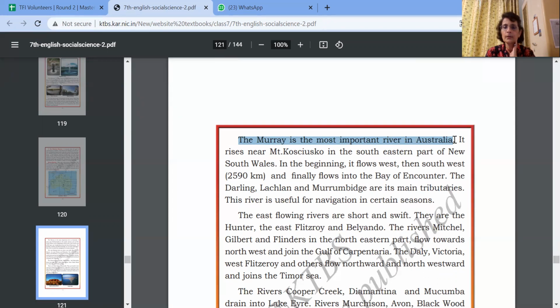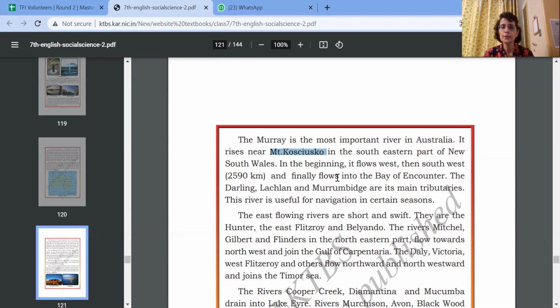Then if we want to learn a little more about the Murray River, where it starts, it starts from here. This mountain is where the Murray River starts. So the Murray River is the most important river in Australia, and it also starts in Mount Kosciuszko, which we had learned earlier is the highest mountain peak in Australia. Okay, so it is basically starting from the highest mountain peak in Australia.